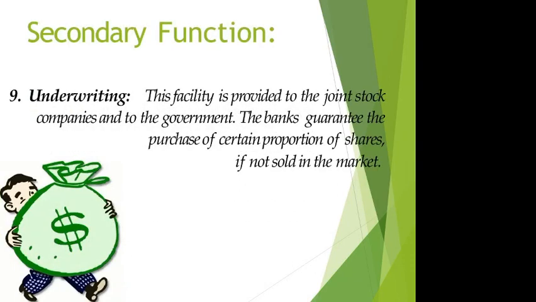Then banks also provide underwriting services to joint stock companies and to government. The banks guarantee the purchase of certain proportion of shares if not sold in the market. Whenever a company comes up with a public issue, the bank can act as an underwriter to this public issue, according to which bank gives guarantee to that company that in case the issue is not fully subscribed by the general public, then bank will buy certain proportion of the shares if they are not sold in the market.